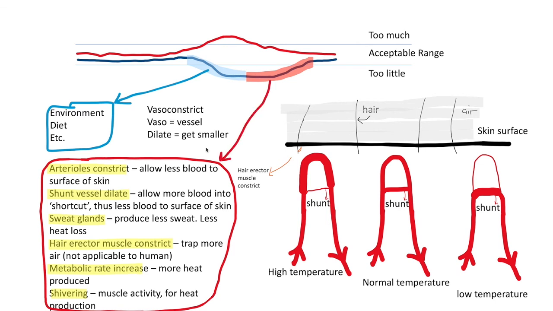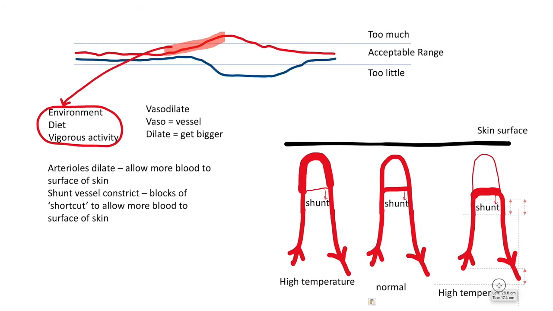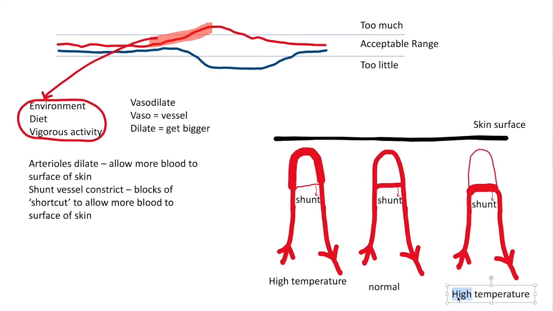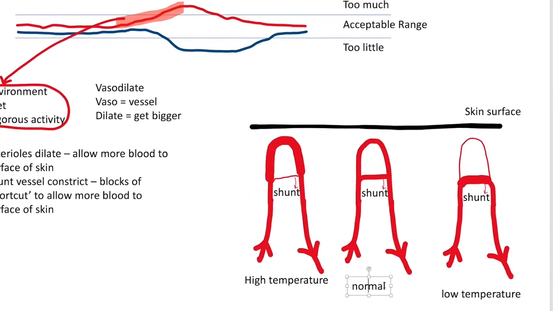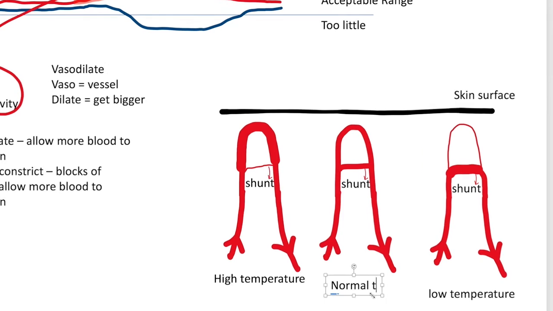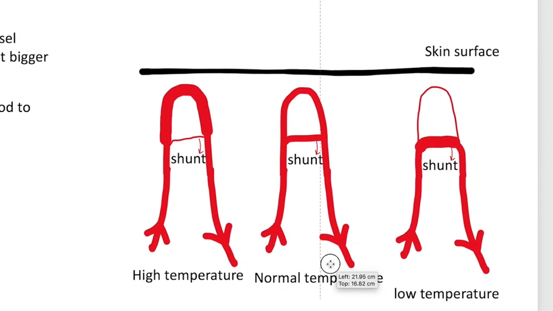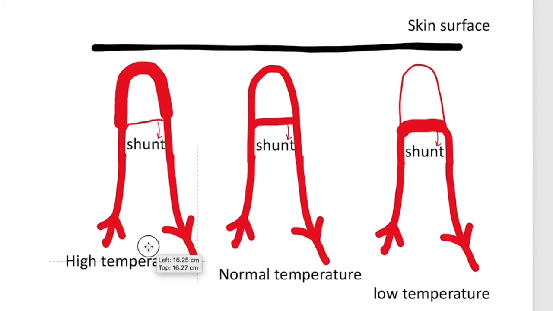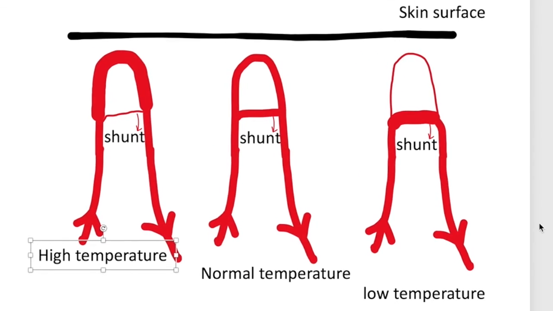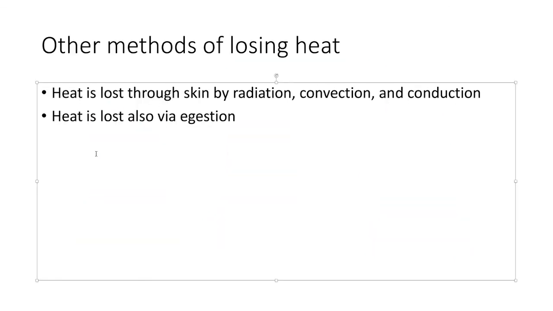So earlier there was a mention of these special vessels called the shunt vessels. Shunt vessels are just little shortcut vessels that create an alternative pathway for the blood to travel, as compared to the one that goes nearer to the skin surface. So when the body needs to lose heat, the shunt vessel will constrict, allowing more blood to go near the surface, and vice versa. So other than the skin, the body also loses heat via these methods.